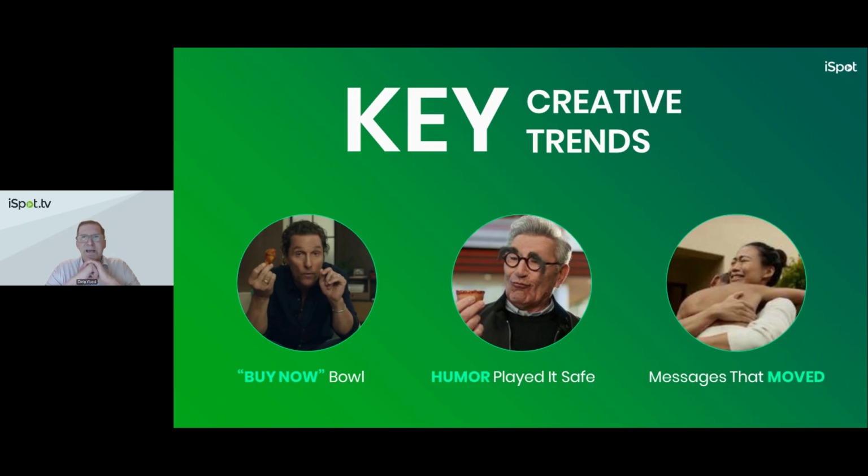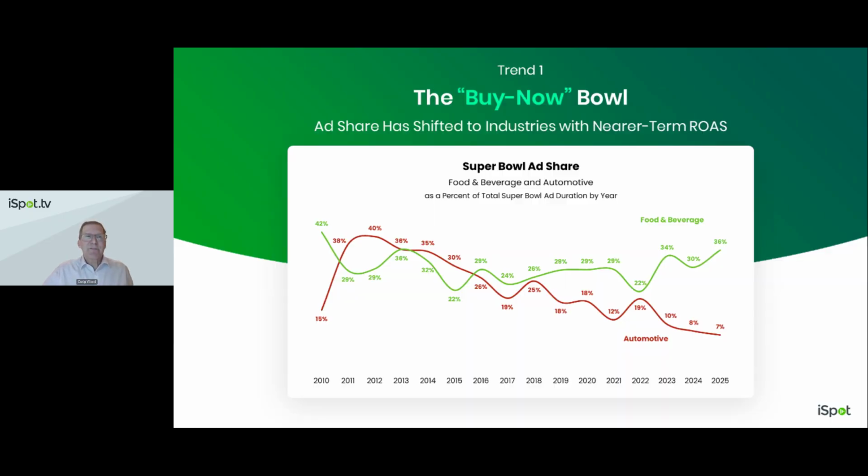So that brings us to some high-level trends that we wanted to share this year. We put our heads together and thought of some big picture trends that are coming together in the Super Bowl every year. What we're going to talk about here is what we're calling the Buy It Now, or the Buy Now Bowl. We'll define that in a second. Humor, in particular, playing it very safe, not controversial humor, broadly appealing humor. And finally, messages that moved the audience, messages that took a quieter or more contemplative approach to communicating a message related to the brand. So first of all, let's dive into that concept of the Buy It Now Bowl.